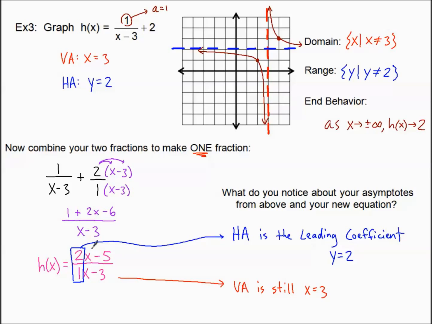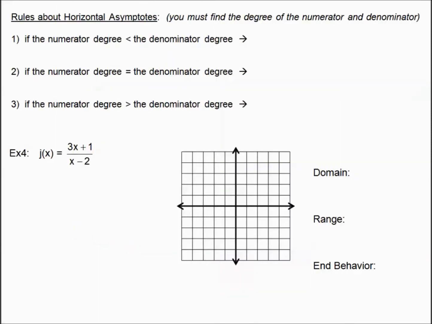In this case, the degree of the numerator was 1, because it's 2x to the first power, and the degree of the denominator was also a 1, because it's 1x to the first power. If we compare the degrees, then we can find our horizontal asymptote. So we must find the degree of the numerator and the denominator. If the numerator's degree is less than the denominator's degree, then the horizontal asymptote will always be y equals 0, which is the x-axis.